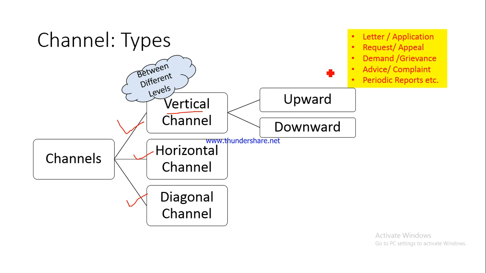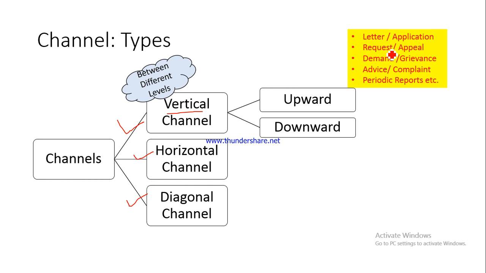Upward is when somebody is sending a letter, an application, requesting, so the students requesting the teacher, or the teacher requesting the principal. Appeals, demand. So demand is generally flowing upward. It is flowing from the lower level in the organization to the higher level. So the subordinates may demand something from their boss. Grievances, the subordinates may have some problems, may have faced some problems. So this is what we know as grievance. So they are voicing their grievance to their boss.